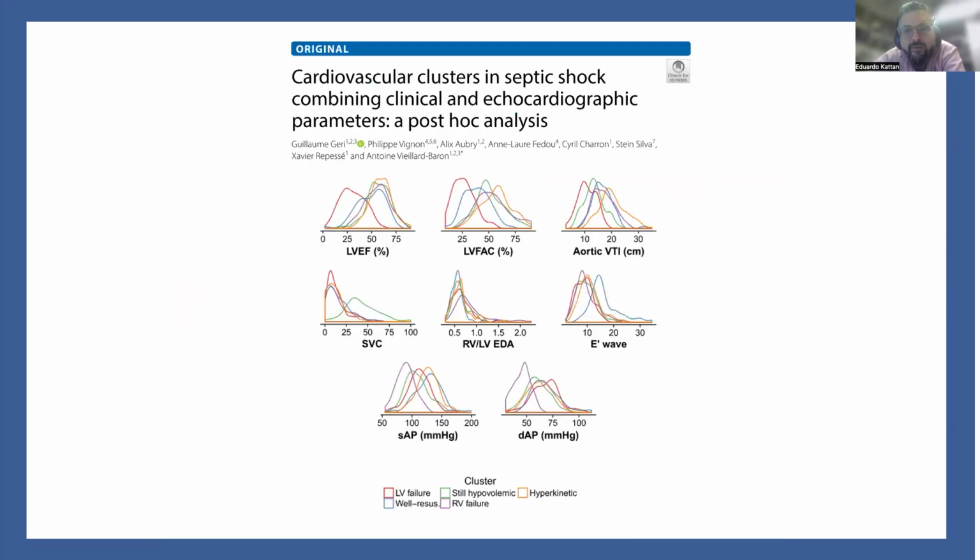And this was nicely demonstrated by Guillaume Geri and Antoine Vieillard-Baron in France, in which they did transesophageal echo to assess cardiovascular clusters through machine learning. And they found that 20% of patients had left ventricular failure as a predominant syndrome, 20% right ventricular failure, 20% were still hypovolemic, and 20% were hyperkinetic.